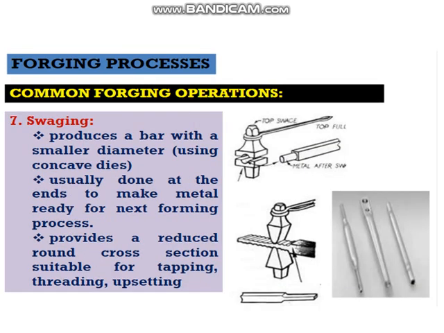Common forging operations. Next is swaging. It produces a bar with a smaller diameter using concave dies, usually done at the ends to make the metal ready for the next forming process. It provides a reduced round cross section suitable for tapping, threading, and upsetting. It's a swaging operation to make the metal ready for the next forming process. In the diagram, we can see the swaging operation.